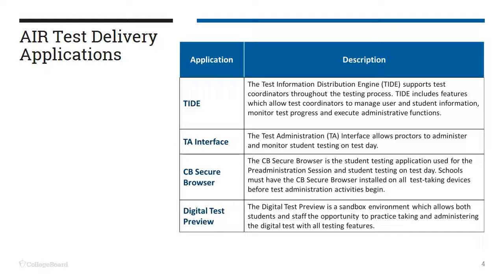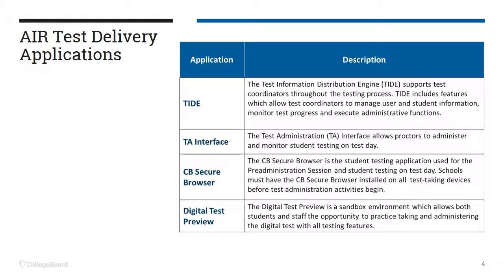The College Board, or CB Secure Browser, or the Student Testing Application, is used for the pre-administration and student testing. Schools must have the CB Secure Browser installed on all test-taking computers before administration activities can begin. Please note that the expressions student site, student interface, student testing application, and secure browser are used synonymously. Also, please be aware that states that currently use an AIR secure browser must also install the CB Secure Browser in order to administer the SAT and PSAT tests.